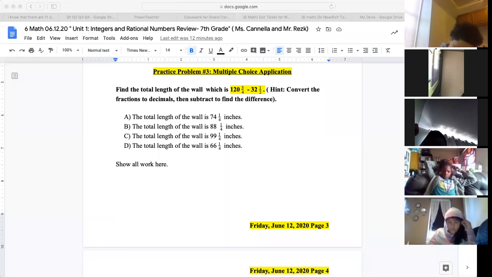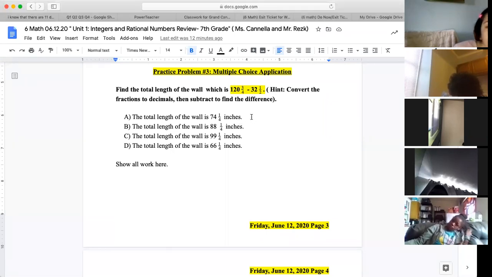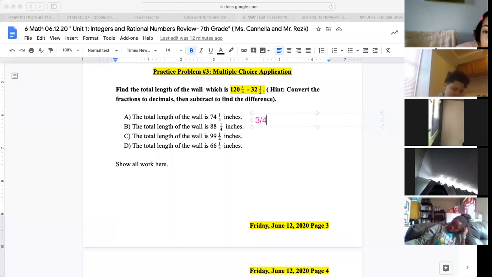Alyssa, can you read this question? Find the total length of the wall, which is 120 3/4 minus 32 1/2. Hence, convert the fraction to decimals, then subtract to find the difference. All right, so here's what we need to do. Alyssa, if you have 3/4, how much money is that? 75 cents. All right, so 0.75.